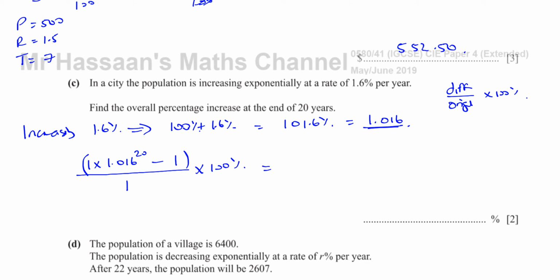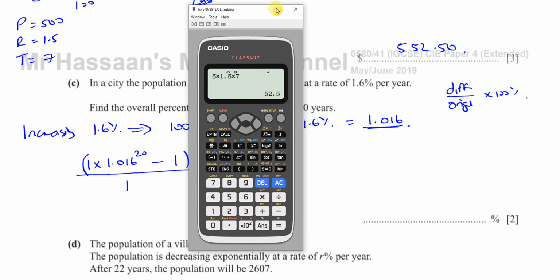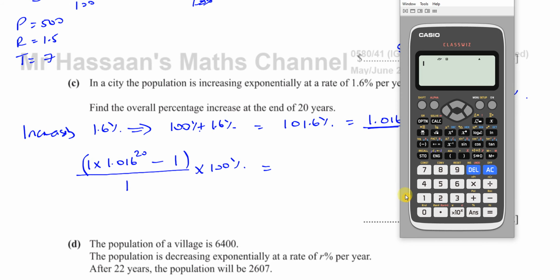So I don't even have to put 1 times, I can put 1.016. That's increasing something by 1.6%. How many times? 20 times, to the power of 20. That's the new population after 20 years. Take away 1. That will give us the difference between the original population and the population after 20 years.